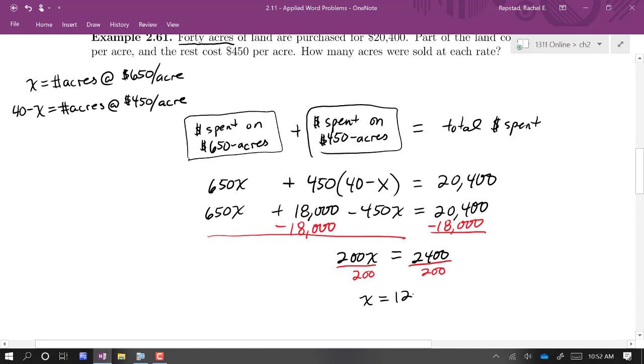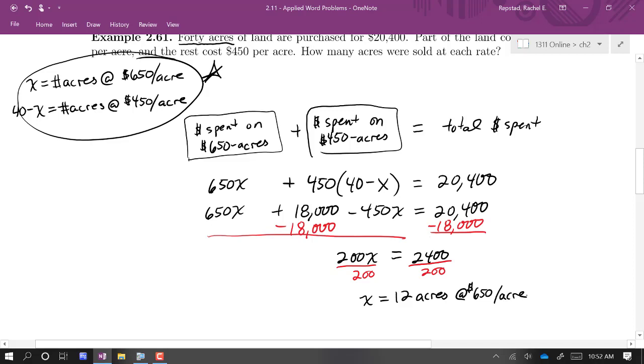Now we're not done. We've solved the equation, but we need to answer the question. We wanted to know how many acres are sold at each rate. So if x is 12, I'm going back up here. X is the number of acres at $650 per acre. So I've got 12 acres at $650 per acre. And 40 minus x is 28. 40 minus 12 is 28 acres at $450 per acre.